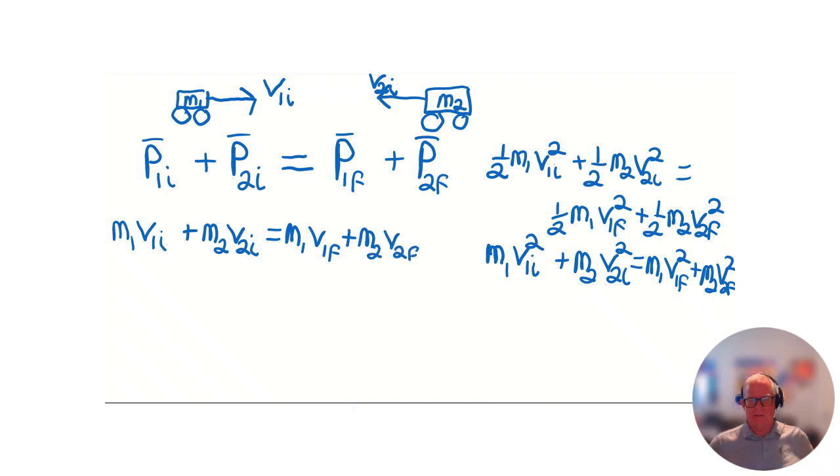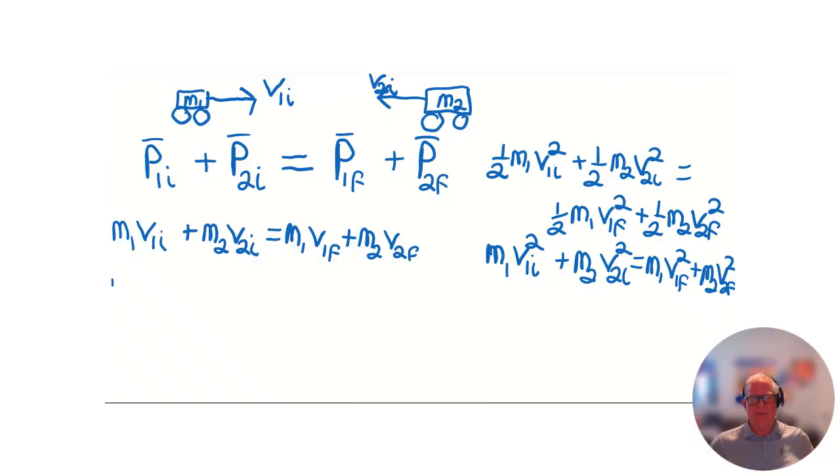Now, here is the little trick we're going to do, if you will. What we're going to do is take all of the terms that involve m1 and move them over to the left side of each equation, and all the terms that involve m2 and move those over to the right side of each equation.